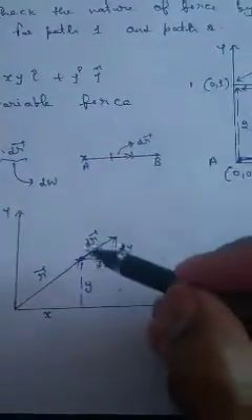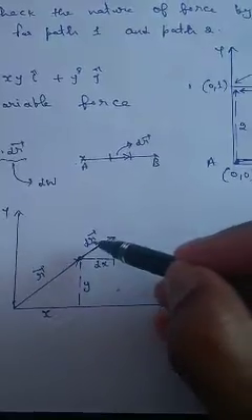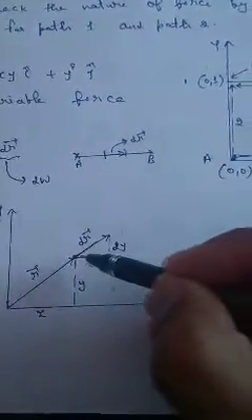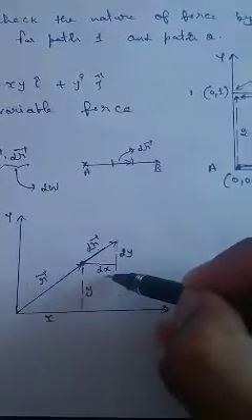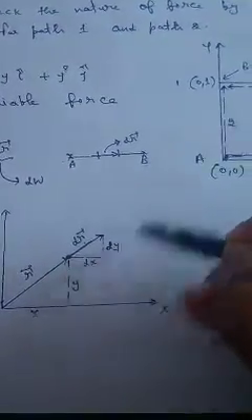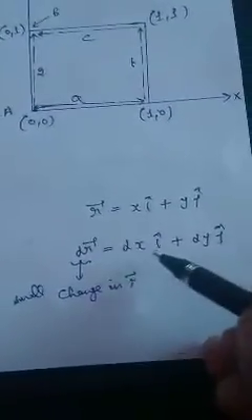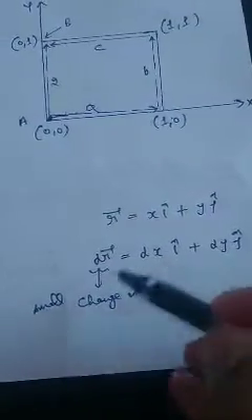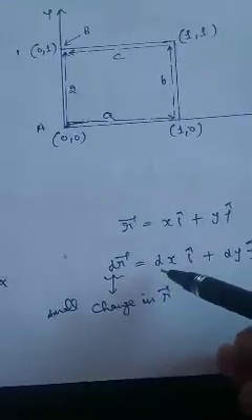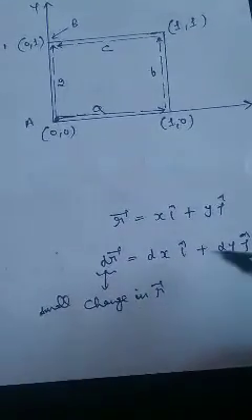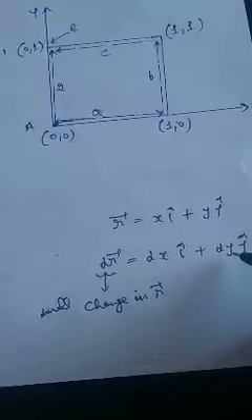Now if I apply some force and there is a very small displacement dr, how do you write dr? You can see this dr is also a mixture of the x component, which is dx, and this is dy. So what is dr? dr will be dx i cap plus dy j cap. So what is dr? Small change in r. What is dx? Small change in x. What is dy? Small change in y.